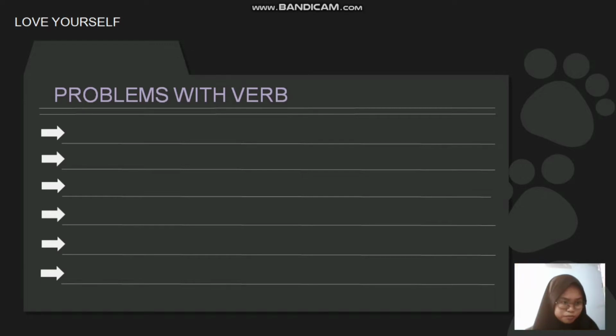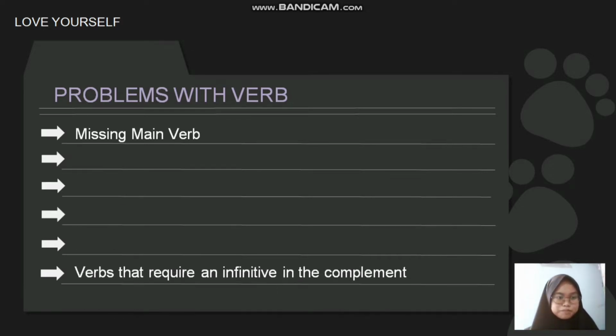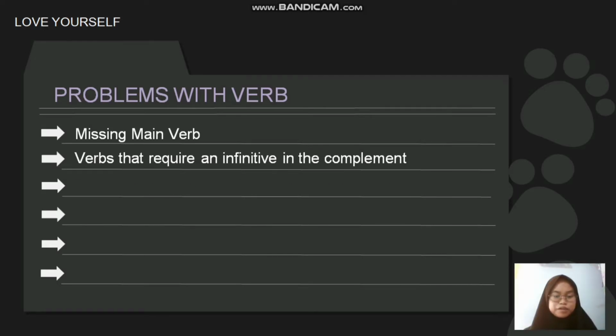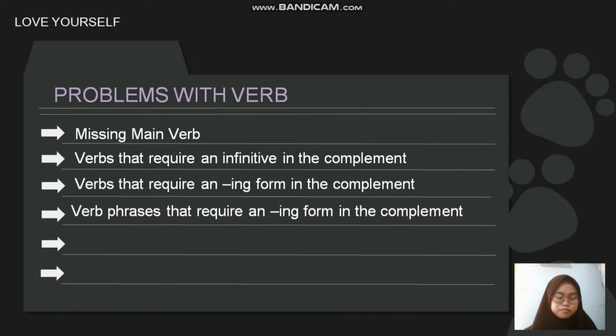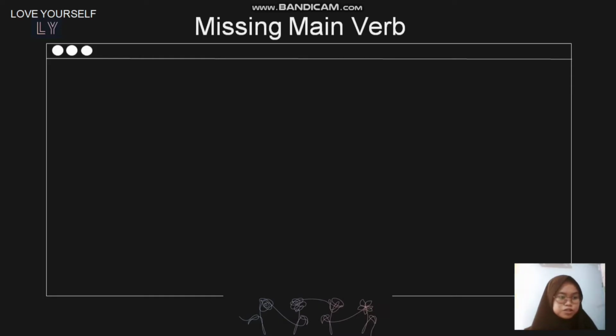Okay, so here are the 6 problems with verbs that we will discuss: missing main verb, verbs that require an infinitive in the complement, verbs that require an ing form in the complement, verb phrases that require an ing form in the complement, irregular past form, and the last, modal plus verb form. Okay, let's go to the first one, which is missing main verb.